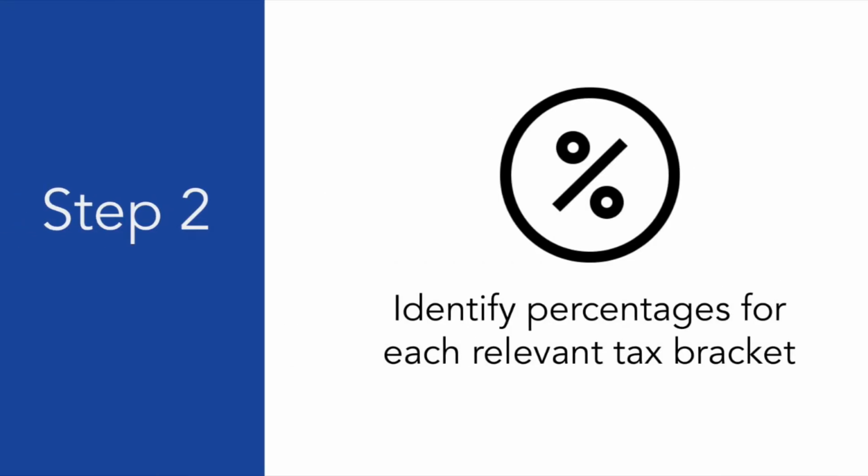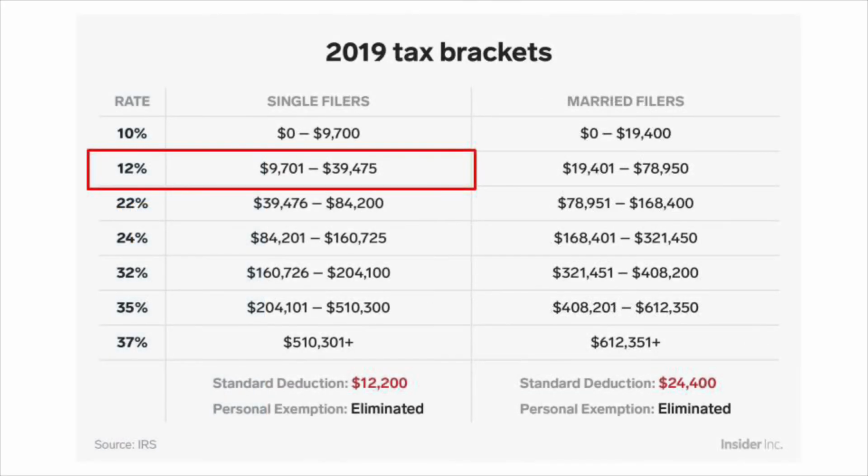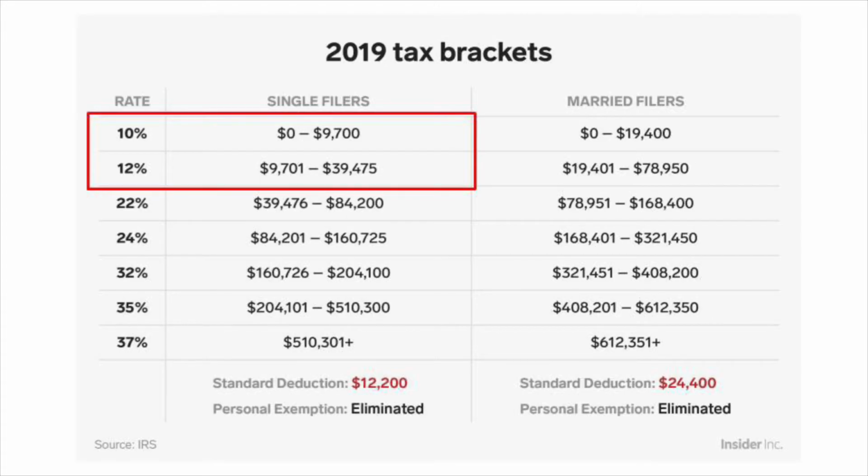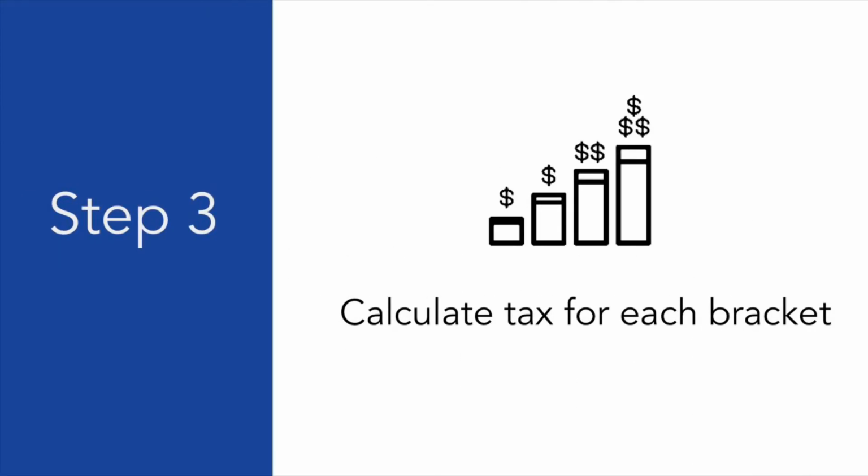Now that we have her taxable income, the second step is to identify which tax bracket her taxable income falls in and the percentages for each relevant tax bracket. Going back to our 2019 tax brackets, we see that our taxable income of $32,800 falls within this bracket. We will need this bracket and any previous brackets to calculate her tax due, so I'll box these two brackets. Let's go to the drawing board, and now we can calculate the tax for each bracket.